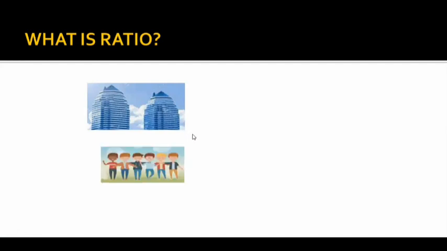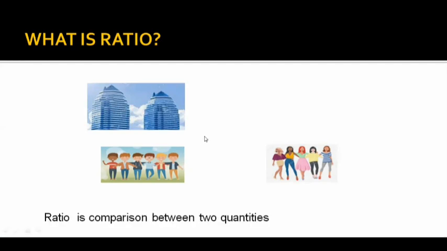Now, here there are a few boys. Each class has some boys and girls. So whether boys are more or girls are more. So again what are we doing? We are comparing the number of boys to the number of girls. So ratio is a comparison between two quantities.